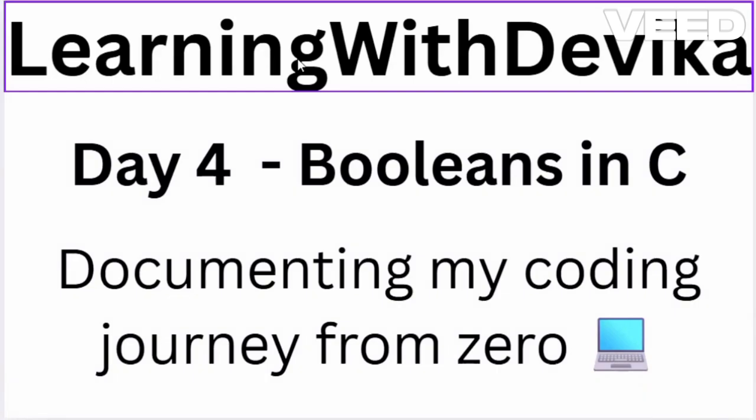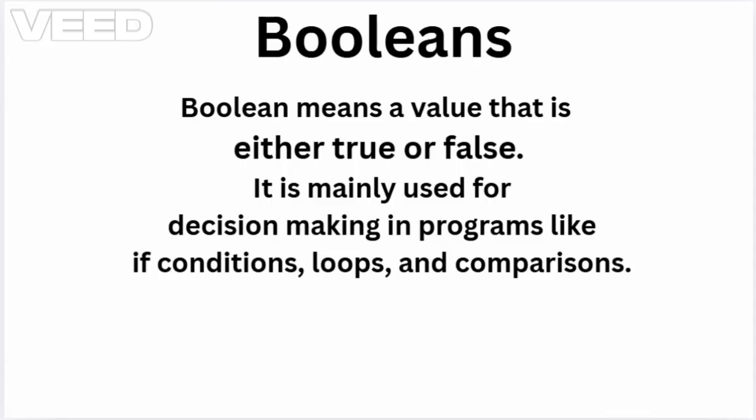Today is day 4. We are talking about Booleans in C. Booleans means a value that is either true or false. It is mainly used for decision making in programming, like if conditions, loops, and comparisons.